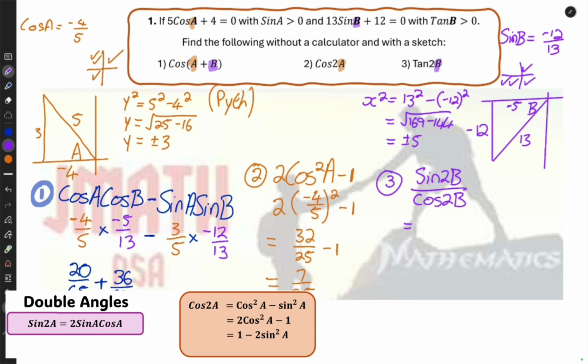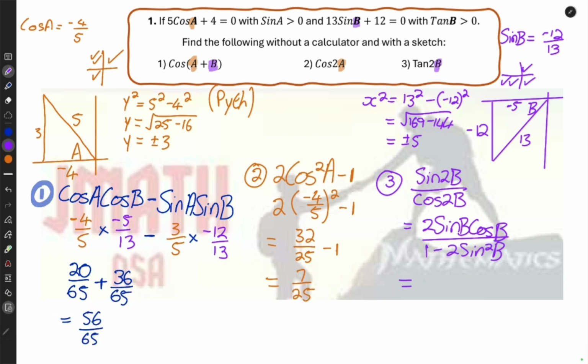I know sine 2B is just going to be 2 sine B cos B. And then with cos 2B, I am just going to go with the sine one, because that's what the purple triangle is all about. So I'm just going to say this is all over 1 minus 2 sine squared B.